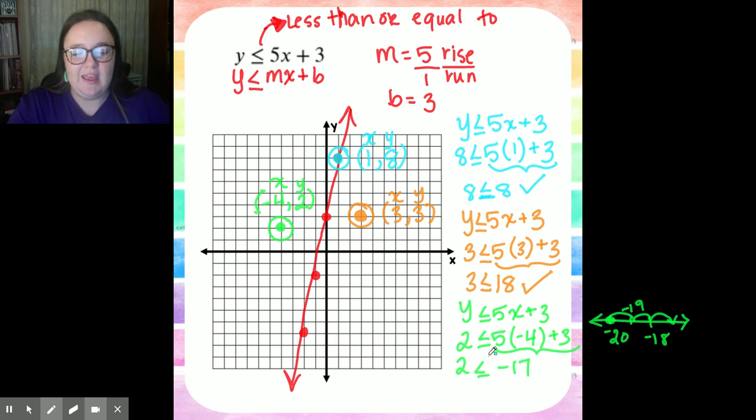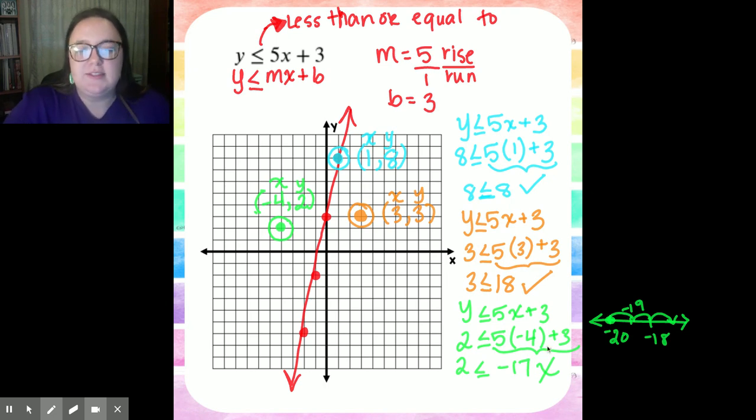2 is less than or equal to negative 17. Is that true? Is 2 less than negative 17? Would you rather have $2 or negative $17? 2 is actually greater than negative 17. So that does not make any sense. This statement is not true.